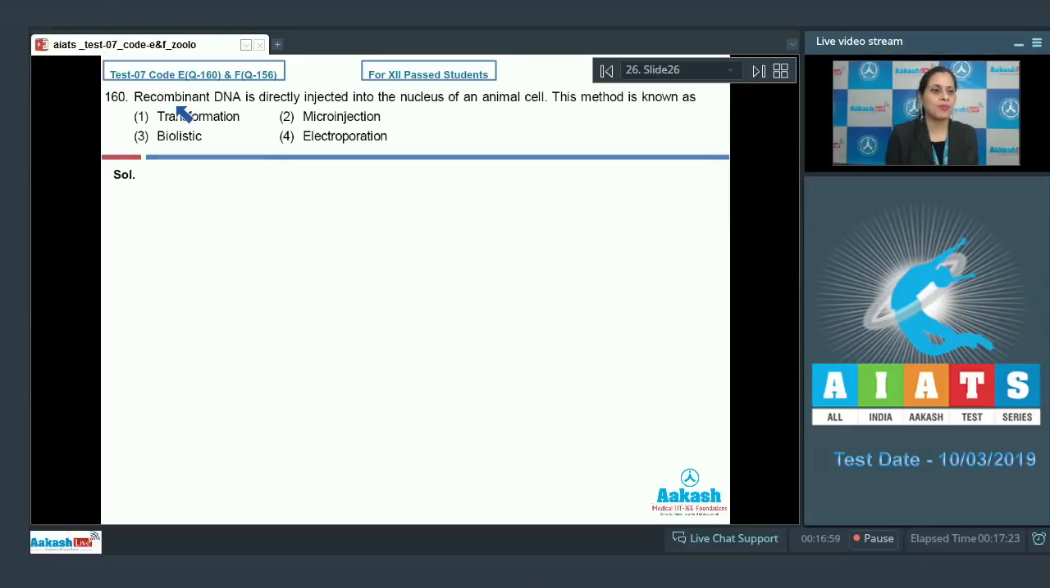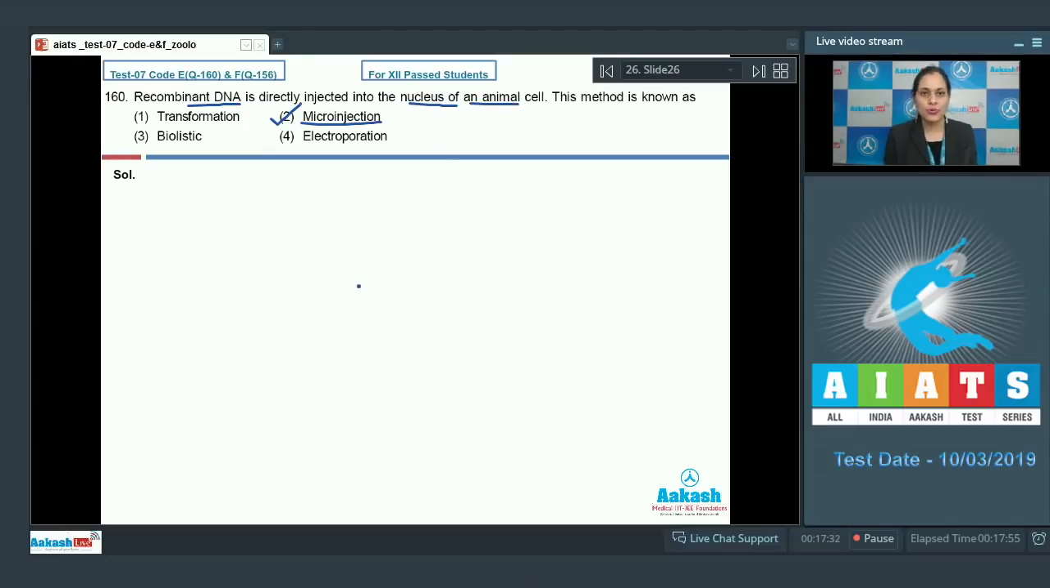Question number 160. Recombinant DNA is directly injected into the nucleus of an animal cell. This method is known as, and the options are transformation, microinjection, ballistic, and electroporation. And the correct answer to this question is option number 2. Microinjection is a method by which recombinant DNA is directly injected into the nucleus of an animal cell.